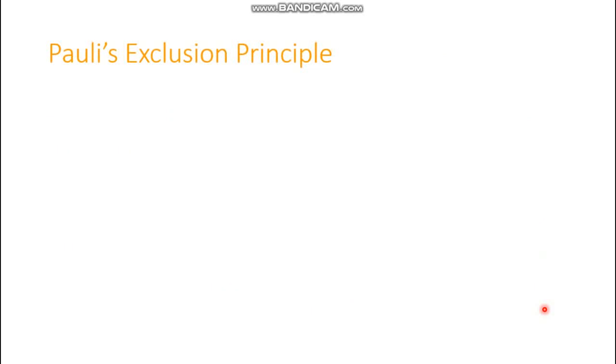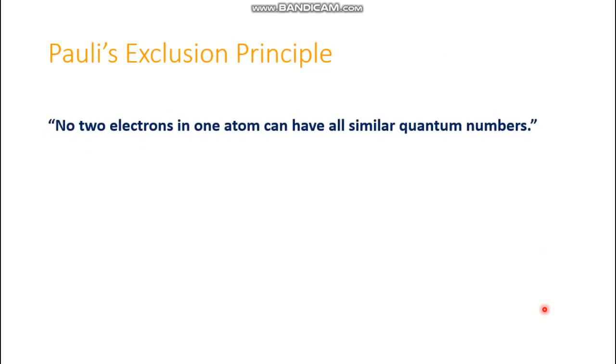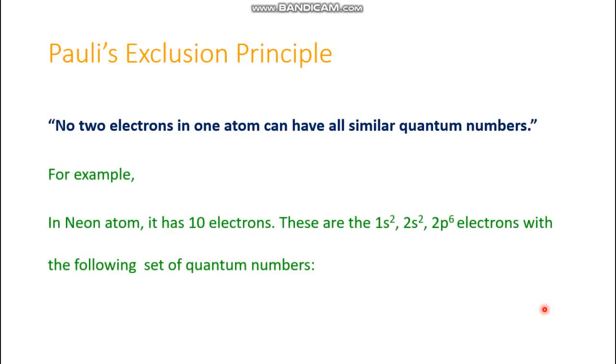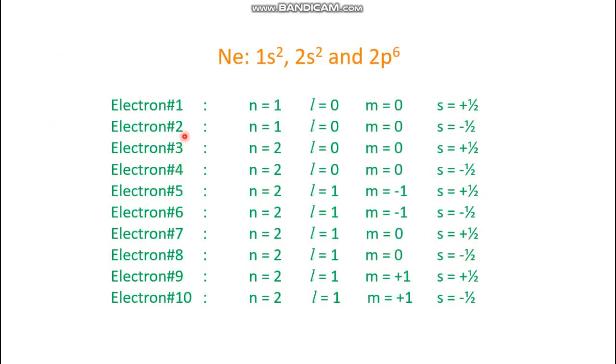Now comes the Pauli exclusion principle. This principle states that no two electrons in one atom can have all the same quantum numbers. For example, take the neon atom. It has 10 electrons, so the electronic configuration is 1s2, 2s2, 2p6, and it will have a set of 4 quantum numbers for each electron. For electron number 1, this is the set of 4 quantum numbers. Electron number 2, this, and up to electron number 10, this is the set of 4 quantum numbers.